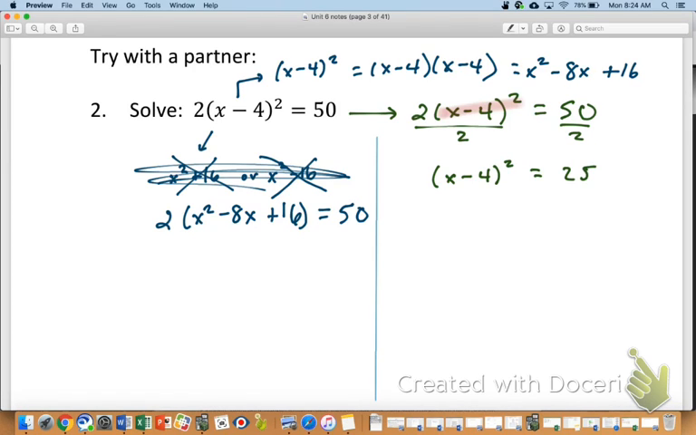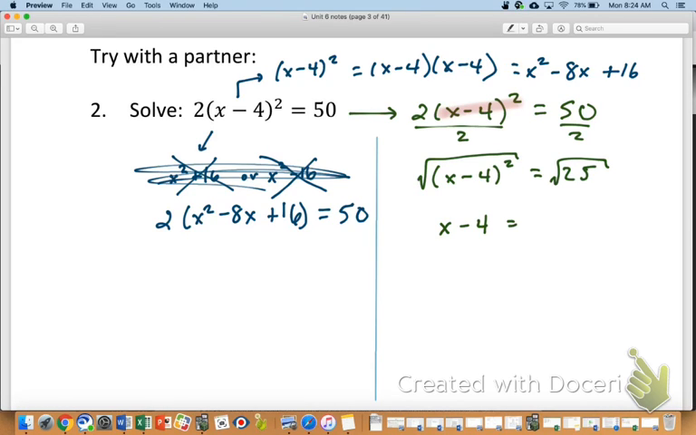So what's so great about this? Now the squared quantity is all by itself, right? Step 2 was to square root both sides. This is what gets rid of the squared, right? So when I square root both sides, over here, I get x minus 4. I don't need the parentheses anymore.